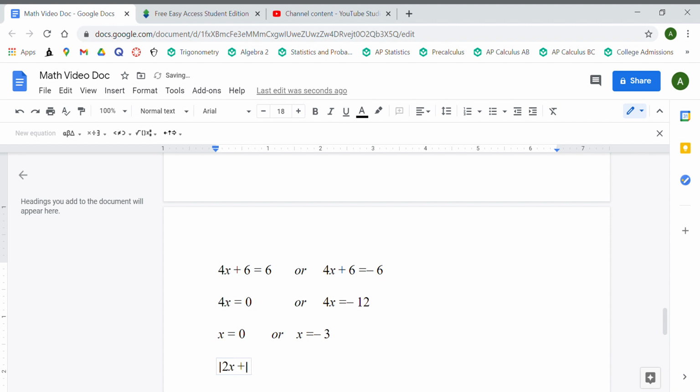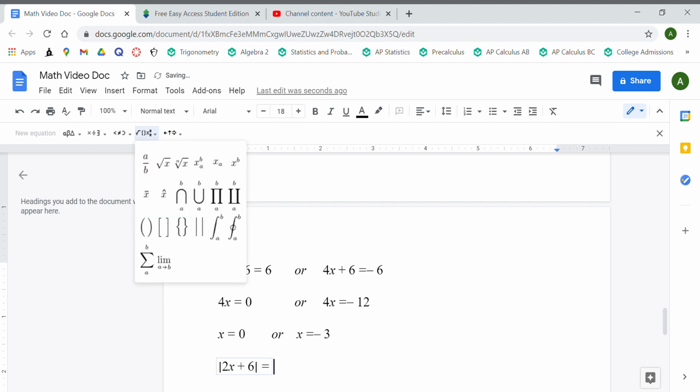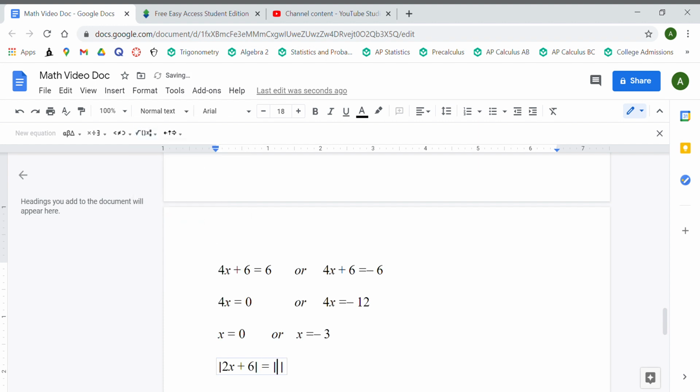The values. So, how about |2x minus 6| equals |3x minus 2|?